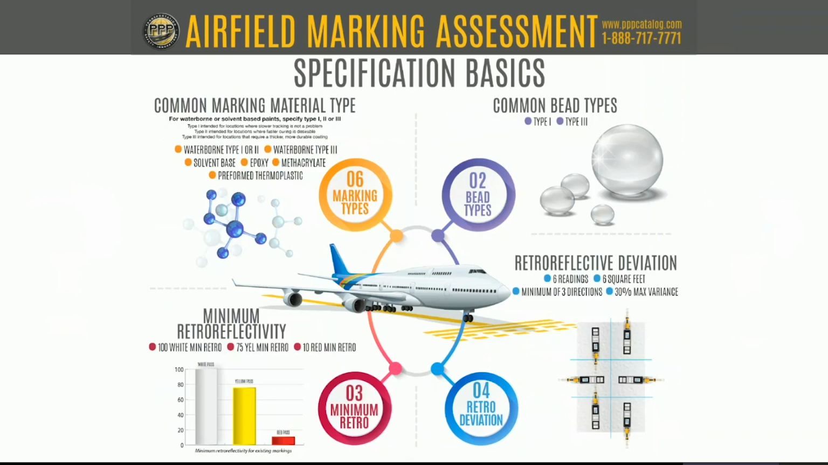All right, let's get started with the basics of specifications. Here we'll summarize the primary FAA specifications relevant to the management of airfield markings, including marking material types, glass bead types, minimum retroreflectivity, and retroreflective deviation limits. Mike's going to start off here with the 6 most common marking materials.